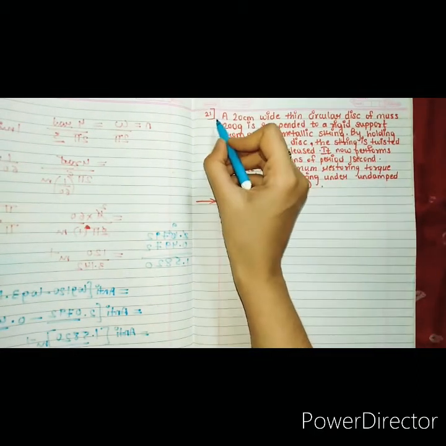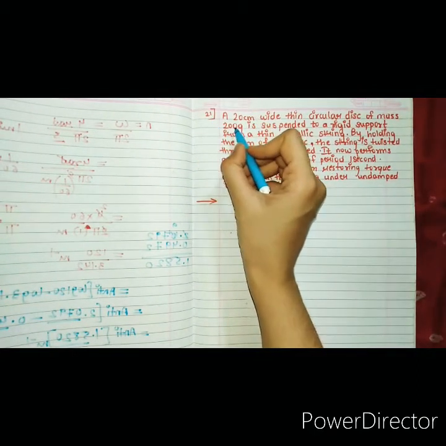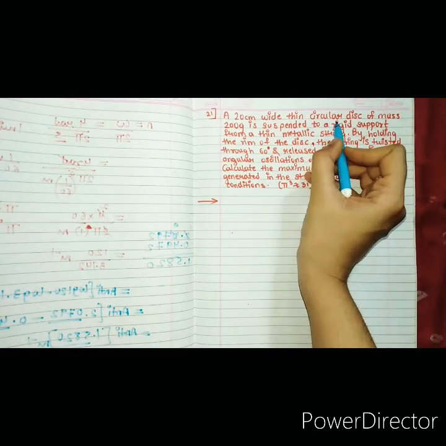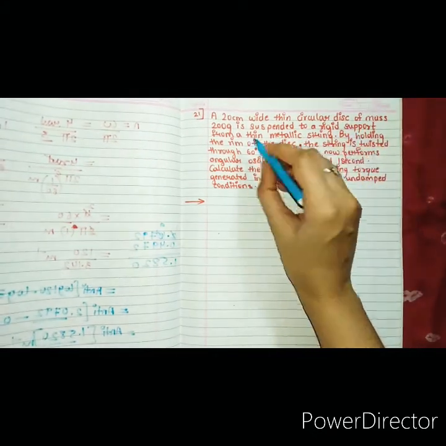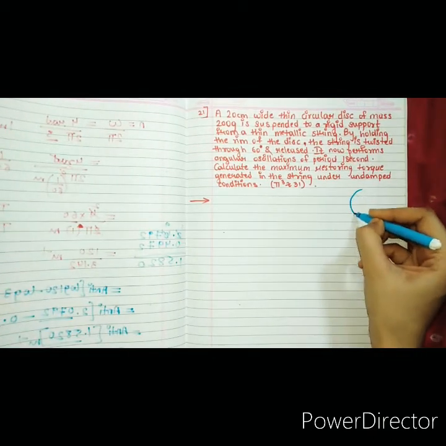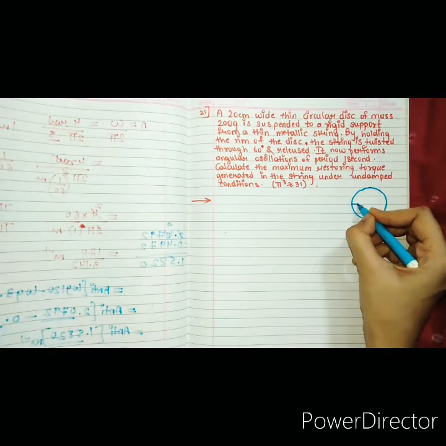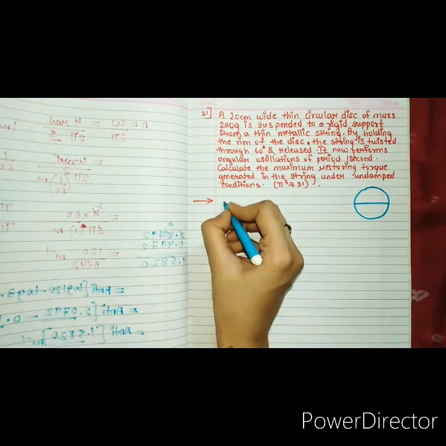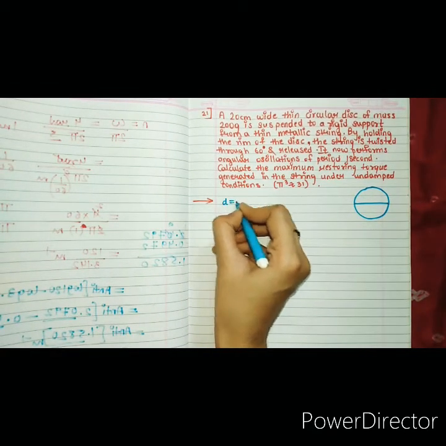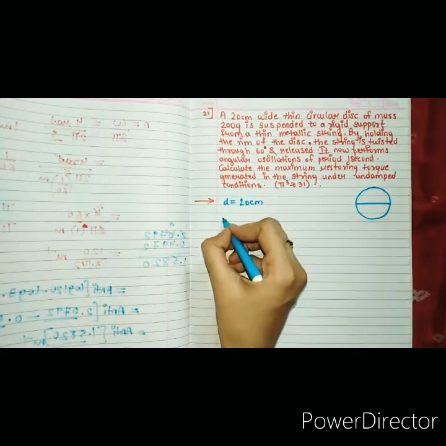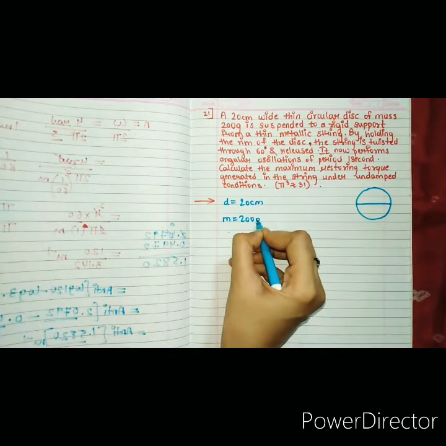Okay. Now the question number 21 from your textbook, Unsolved Numerical. A 20 centimeter wide thin circular disc of mass 200 gram. Suppose this is the disc. It is 20 centimeter wide. So what is given to us? The diameter is given to us, that is 20 centimeter. Then we have mass of the disc, that is 200 gram.